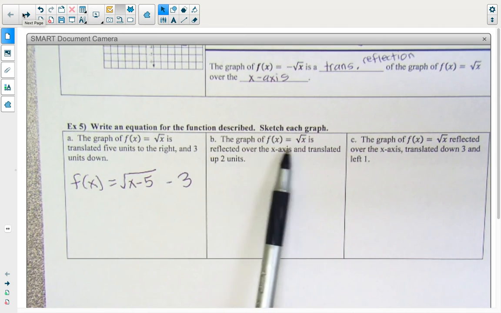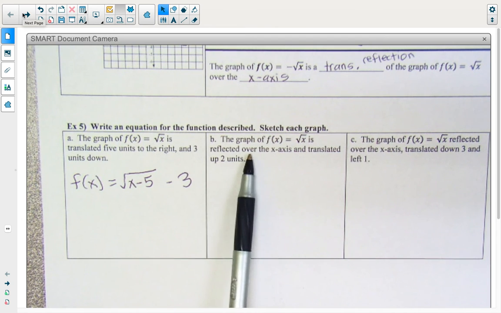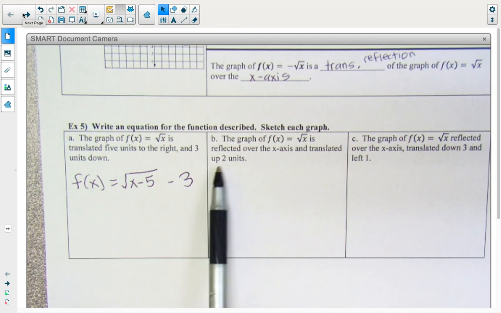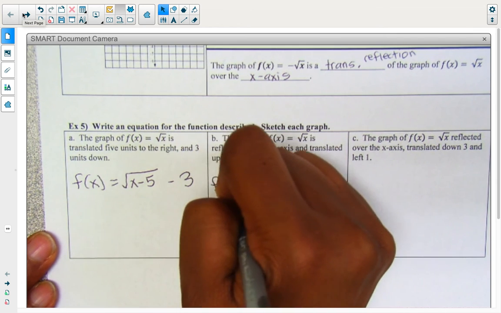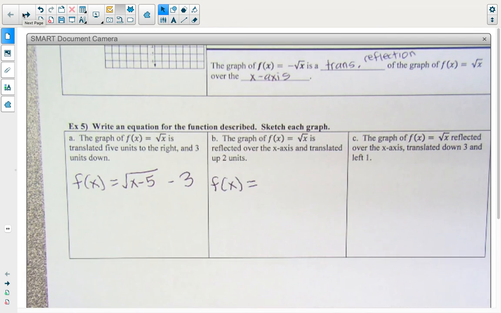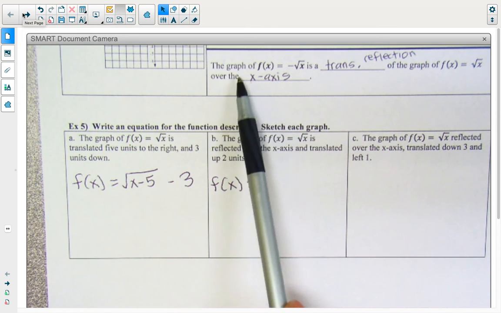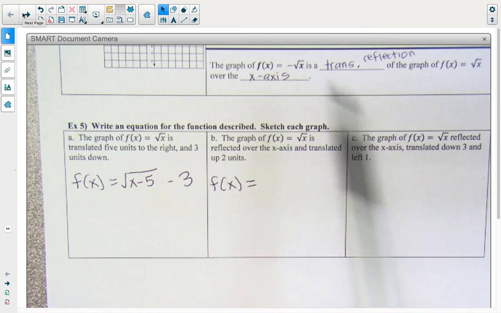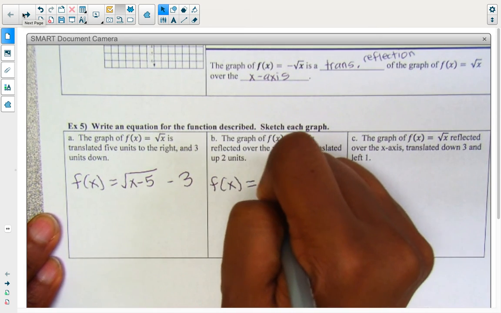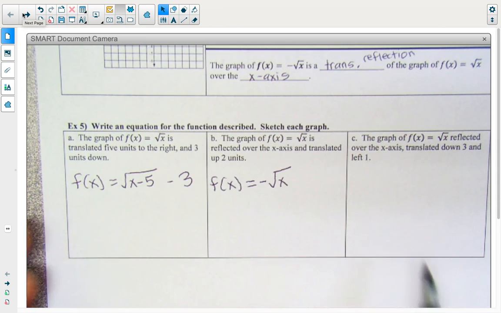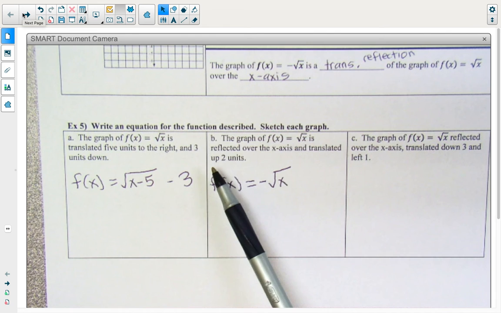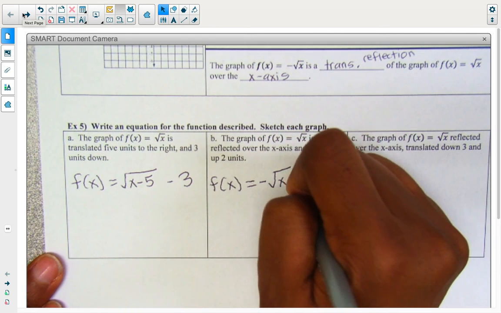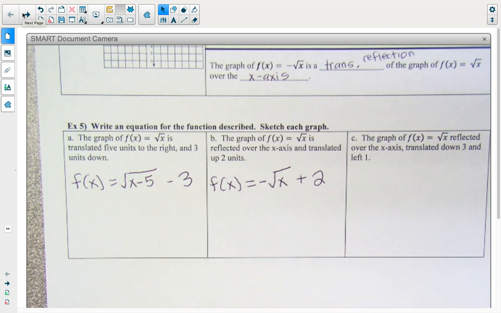Let's try this one. The graph of f of x equals the square root of x is reflected over the x-axis and translated up 2 units. So let's see what that looks like. If you want to reflect over the x-axis, you add a negative in the front. So I'm going to add a negative in front of my square root. And if I want to move it up 2 spaces, the number outside of the square root moves it up or down. So if I want to move it up 2 spaces, there we have it.